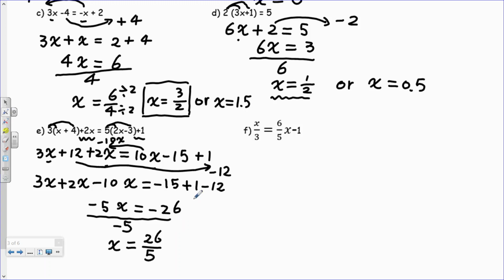After you check your answers, make sure you understand them. The next question has fractions. For fractions, we don't want to see the denominators. So how are we able to get rid of the denominators? We want to find the least common denominator.